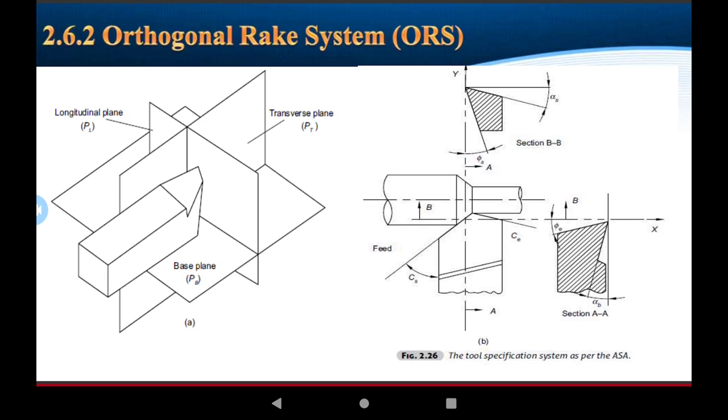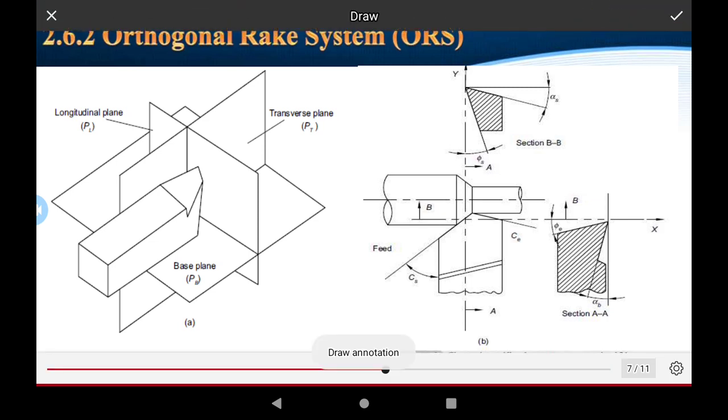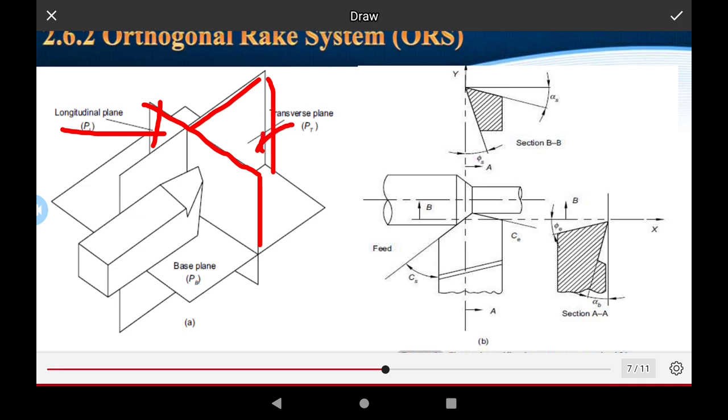An orthogonal rectangle is the representation for the plane of the tool. This is the system for the longitudinal plane. This plane is the longitudinal plane, and this plane is the transverse plane. This is the transverse plane, and this is a plane.